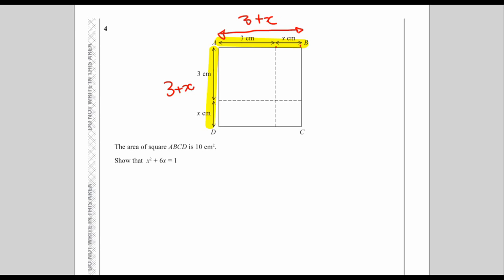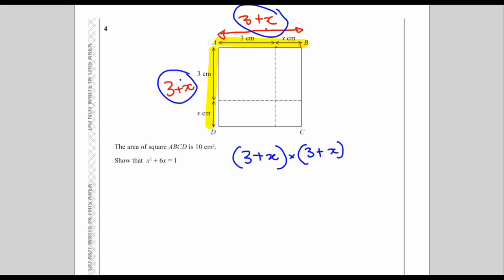So what we want to do is multiply this by this to get the area. Now, because it's something added to something else, and we're trying to multiply, you need brackets to keep it together. So it's (3 plus x) times (3 plus x). Now you can have the little multiply sign there, or you cannot, it doesn't matter. You could just put the brackets next to each other.